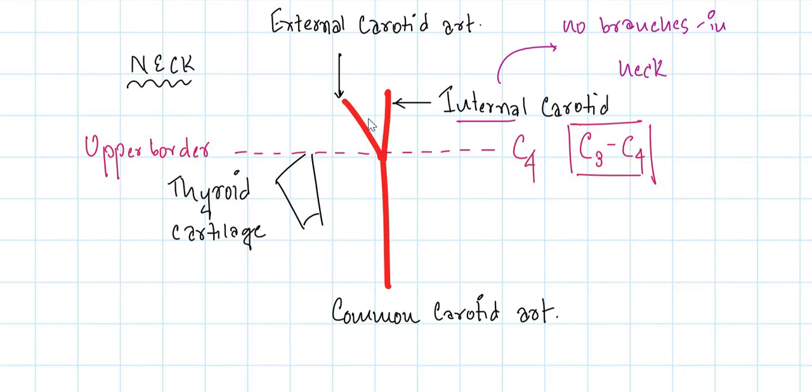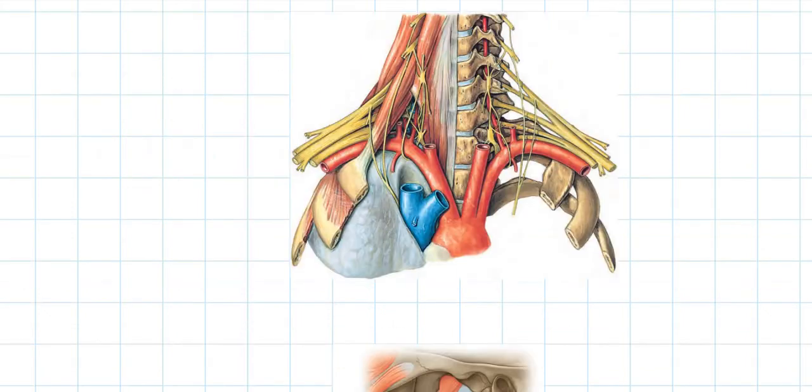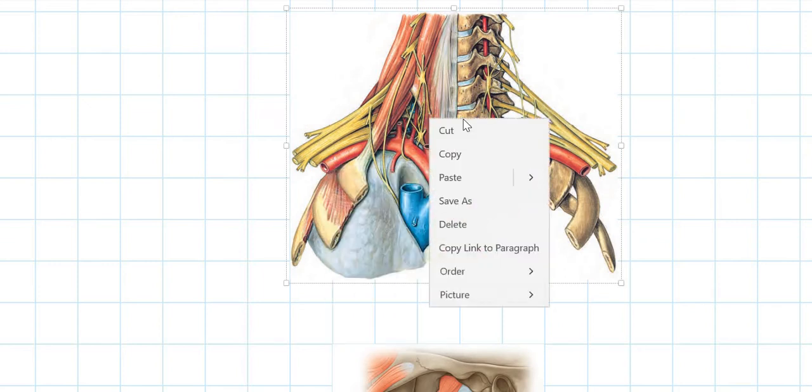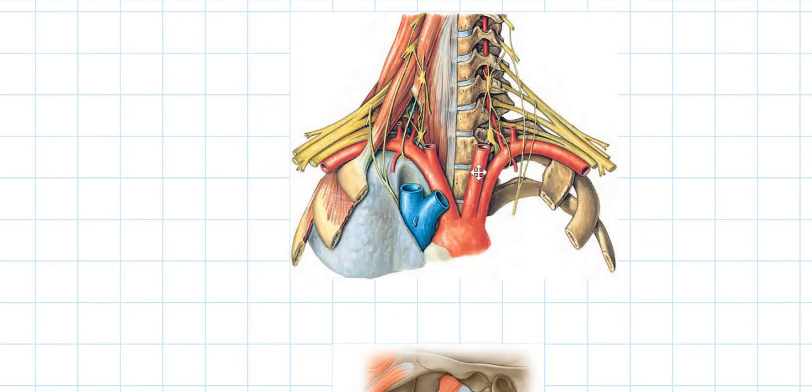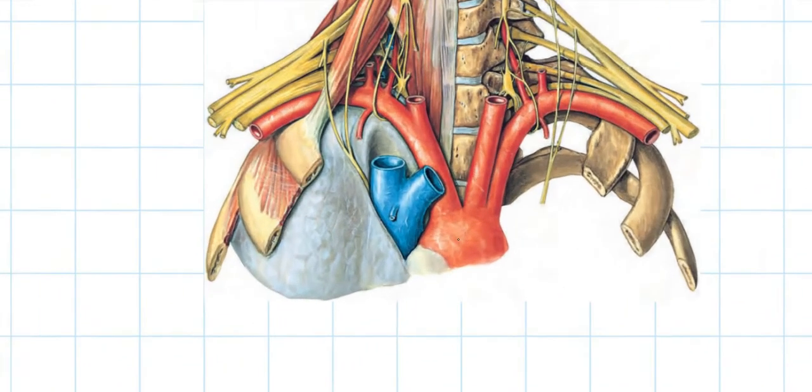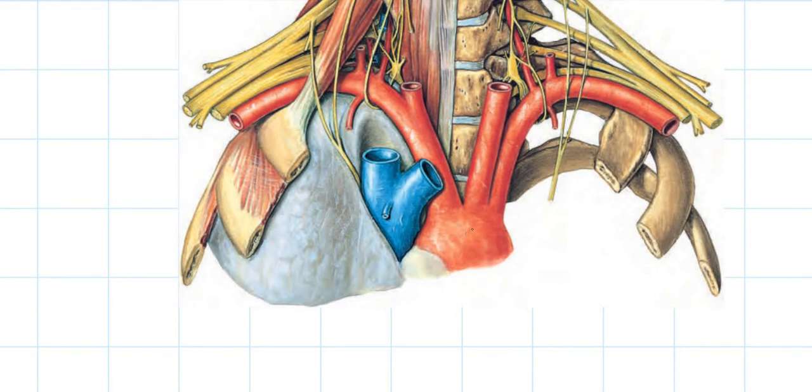Now, before discussing the branches of the external carotid artery, I should discuss two very important structures. Let me show you these structures. Here's a very clear diagram of what is actually happening. As you can see, this is the arch of aorta.